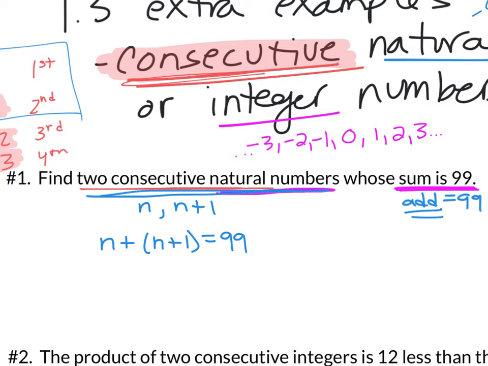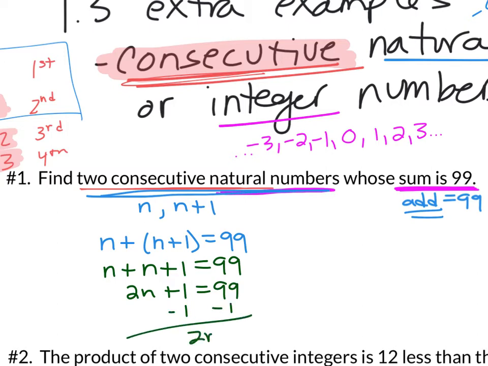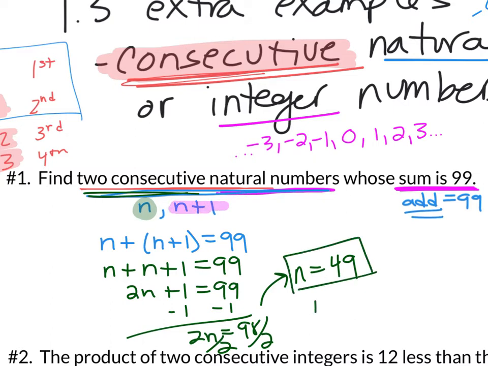Simplifying that, we get 2n plus 1, and then we can solve for n. So 2n plus 1 equals 99, subtract the 1 over, and divide by 2. It looks like our n value is 49. We want two of them, so now we need to find what our n plus 1 value would be. If n is 49, n plus 1 would be 50. So our two consecutive numbers are 49 and 50.